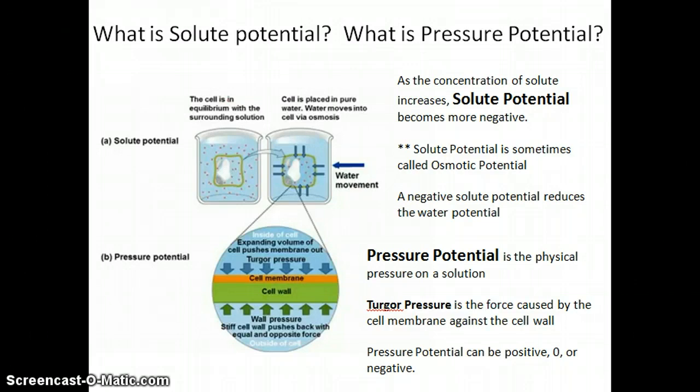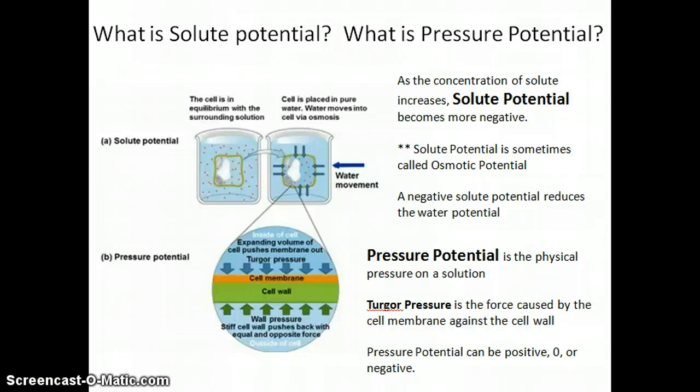Okay, pressure potential is the physical pressure on a solution. In a beaker that is open to the atmosphere, the pressure potential is 0. But when we talk about the pressure potential inside of a cell, we are not now in an open system. We are much more in a closed system, and that's where you might see some pressure potential situations. Turgor pressure, like I said before, is the force caused by the cell membrane against the cell wall. And pressure potential, unlike solute potential, can be positive, 0, or negative.